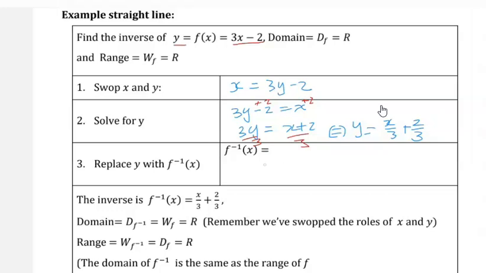This is my new equation for my inverse function. So f⁻¹(x) will be x/3 + 2/3. So this inverse of mine, we have the domain and the range the same, but it swaps, but it still stays R. Remember, because we swap the x and the y, we also swap all the other properties of that function.